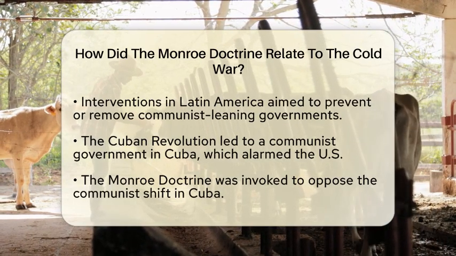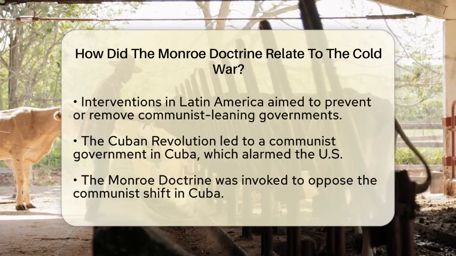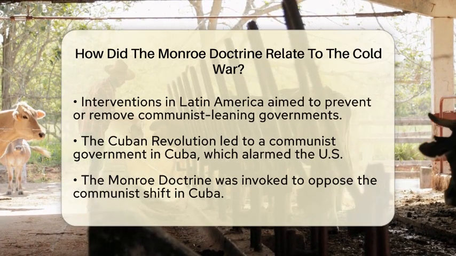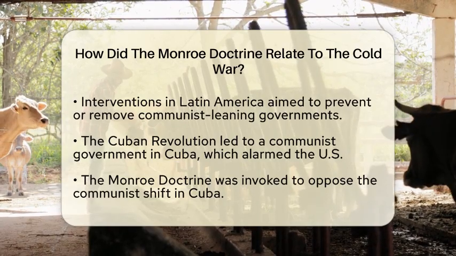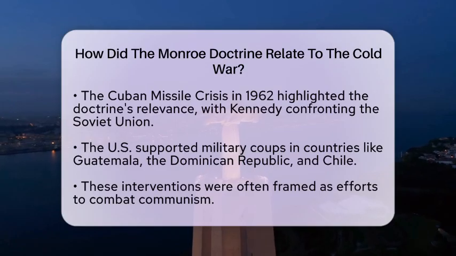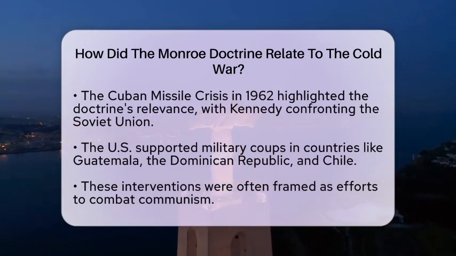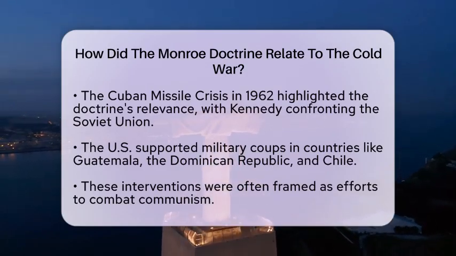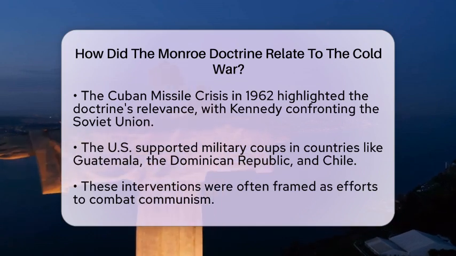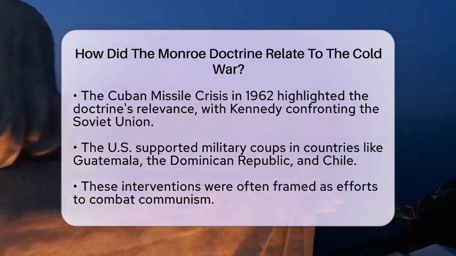The situation escalated during the Cuban Missile Crisis in 1962. President John F. Kennedy used the Monroe Doctrine to justify confronting the Soviet Union over the presence of Soviet missiles in Cuba. The United States also supported military coups and authoritarian regimes in other Latin American nations.